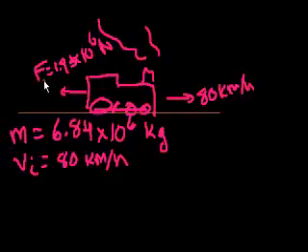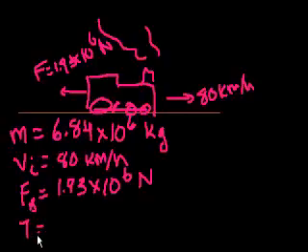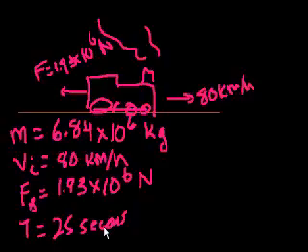I know it looks a little bit messy. The brakes are going to be applied for 25 seconds. So the force of the brakes, force sub B, is 1.93 times 10 to the 6th newtons, and they will be applied for 25 seconds. The first question they ask is, what is the new speed of the train after the brakes are applied for 25 seconds?